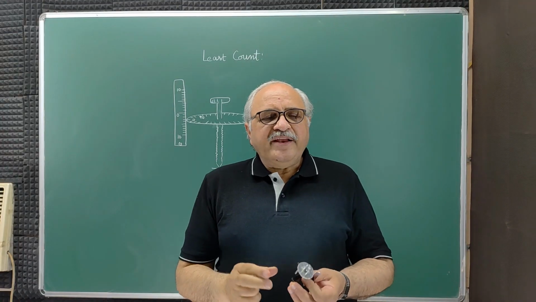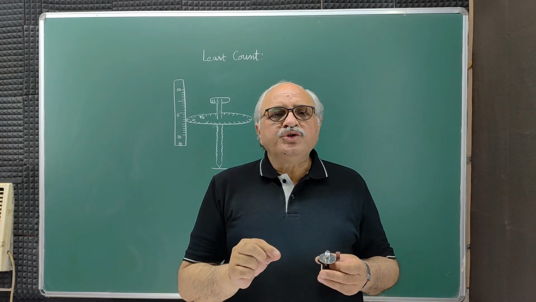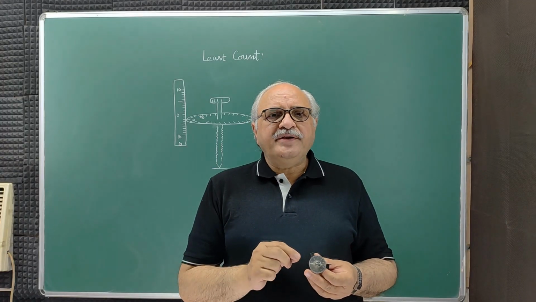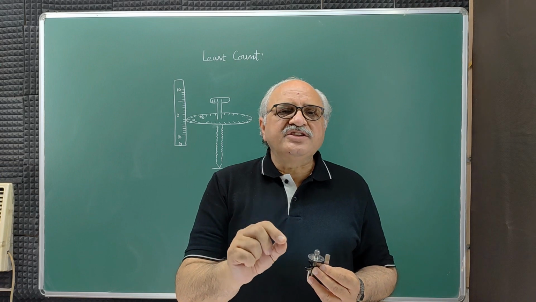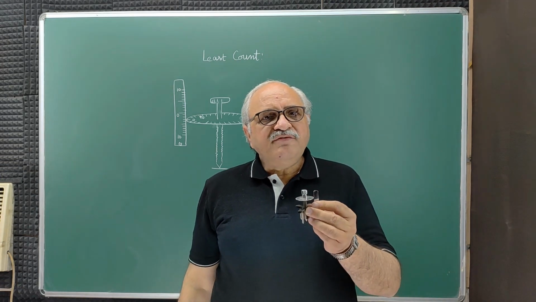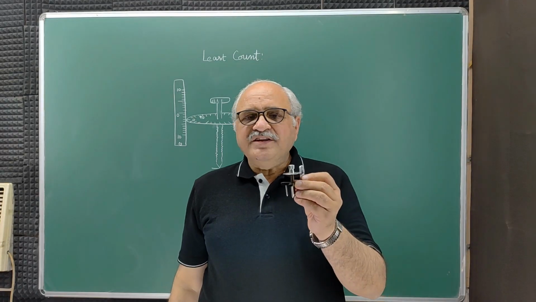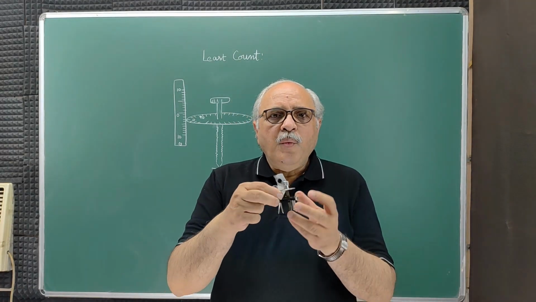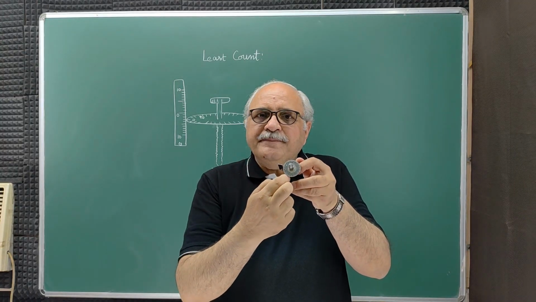So students, by now you have understood that whenever we are going to use any instrument, the very first thing we do is to find out its least count. How can we find out the least count of this spherometer? If you look at this, there are two scales. One is this vertical main scale and there is another circular scale here.